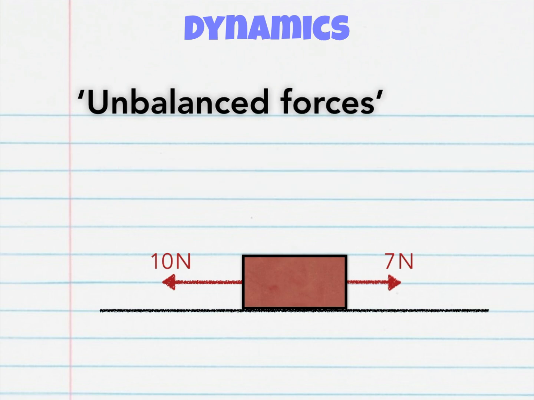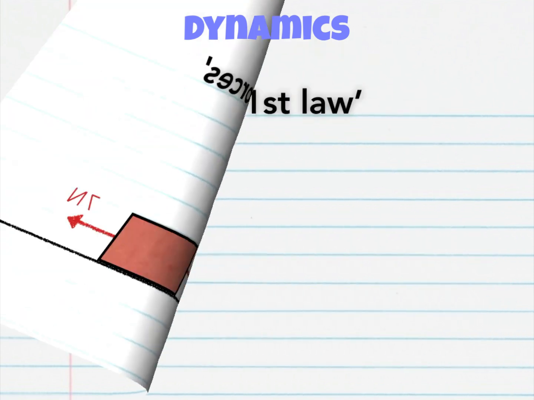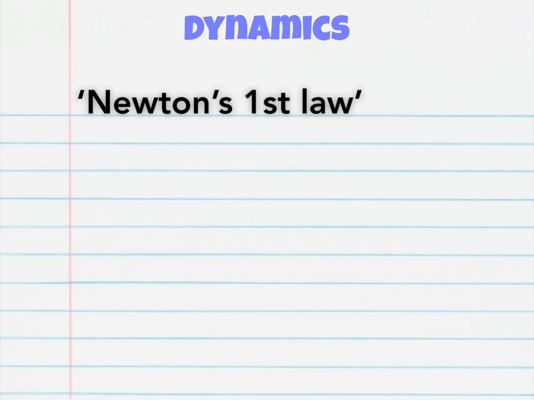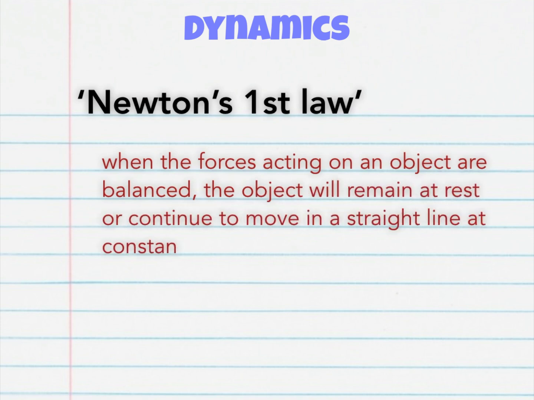We'll end the video by going over Newton's laws. Here's the first. Newton's first law states, when the forces acting on an object are balanced, the object will remain at rest or continue to move in a straight line at constant velocity.